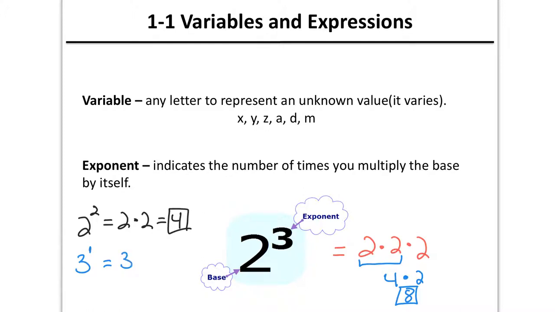Or you can have any number. Let me just choose another number, 7. 7 is to the first power because it is an invisible 1, and 7 to the first power is just 7. But once you have a different exponent, like a 2, a 3, or a 4, or any other exponent, that's how many times you're going to multiply the number by itself.